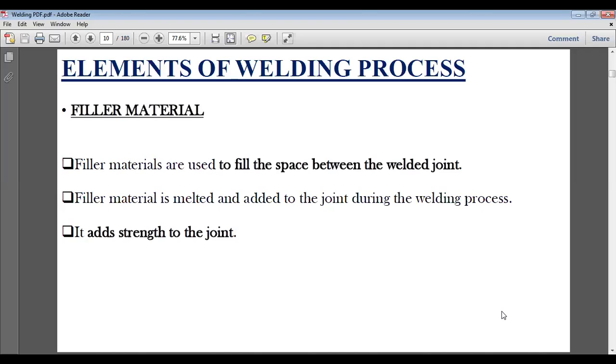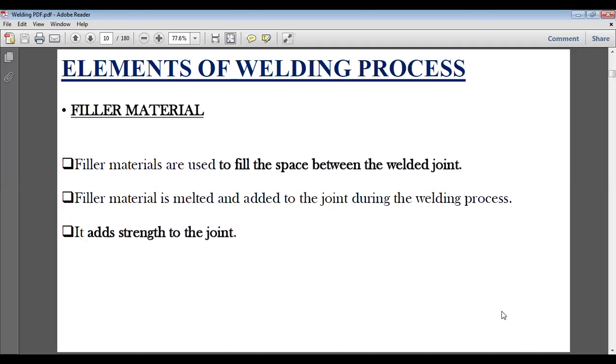So the first element in welding is that we need heat to fuse two metals together. First of all, we need heat, then we need pressure. If not pressure, then we need filler metal, extra metal that is to be provided to fuse the two metals. So this is the basic requirement of welding.